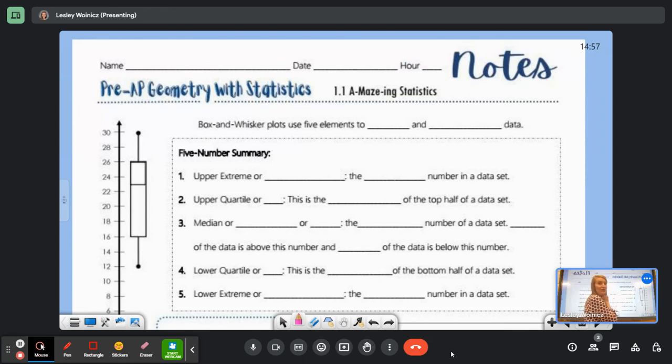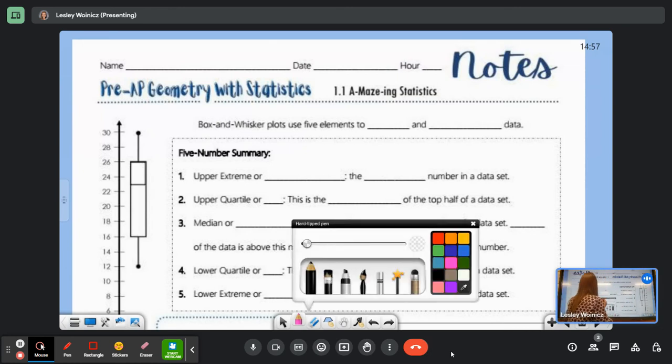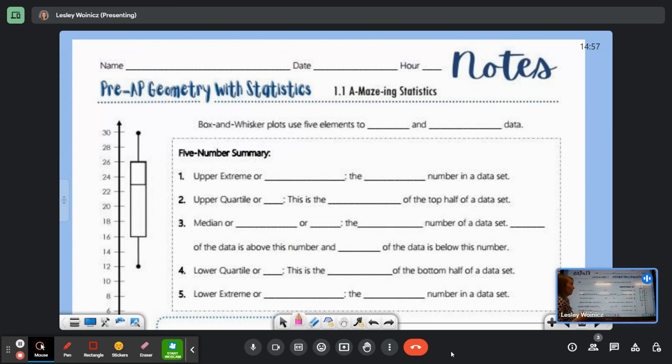Okay, so today we are going to talk about some review stuff for statistics that is going to make your life easier. We are going to do box and whisker plots, which use 5 elements to sort and describe data.